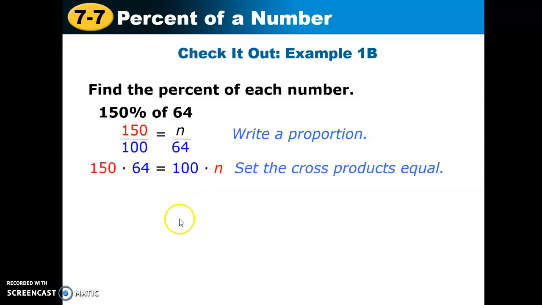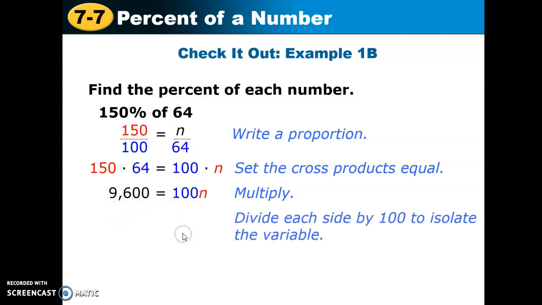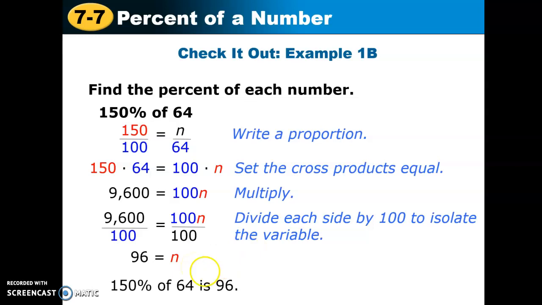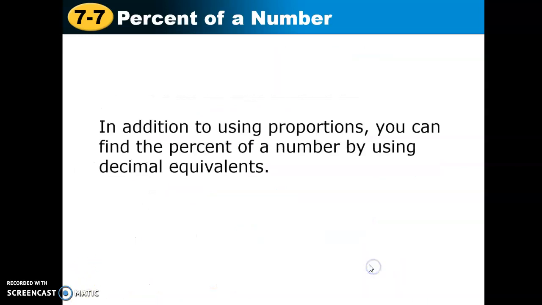Clean it up to make it look algebraic. And we get 9,600 equals 100n. And divide both sides by 100. And we get 96. So 150% of 64 is 96. Does this make sense? It sure does. We started off with 64 and our answer is bigger than that. So, okay, this is partially number theory. Okay, you got to know how numbers work.